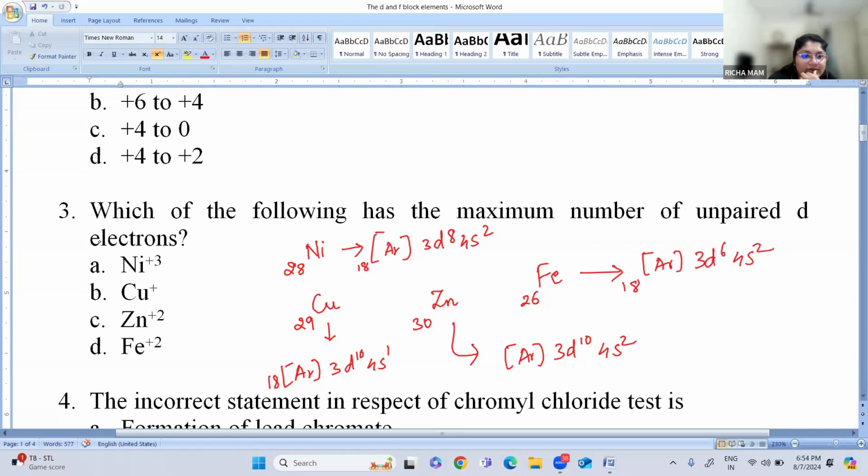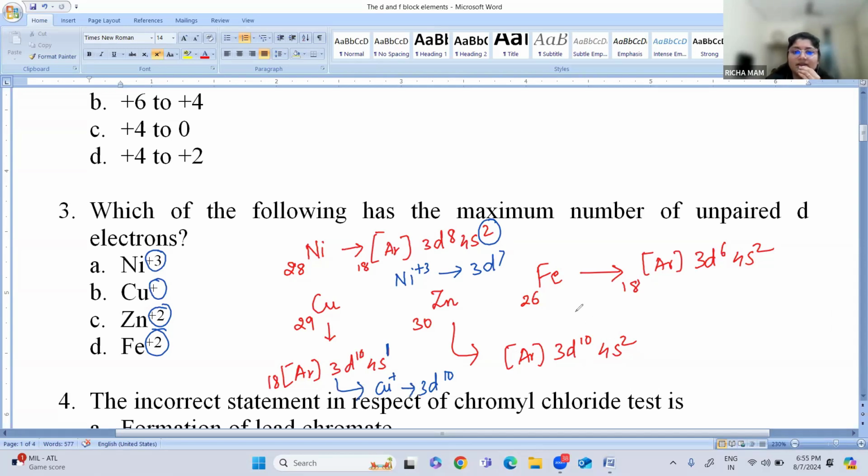Now the next question is, they have written plus 3, plus 1, plus 2, plus 2. So what do these mean? These are the loss of electrons. So let us write. Nickel plus 3 means first 2 electrons will be lost from here, then 1 electron will be lost from the 3d. So it will be 3d7. Then copper, plus 1, one electron lost. Copper plus 1 will be 3d10.